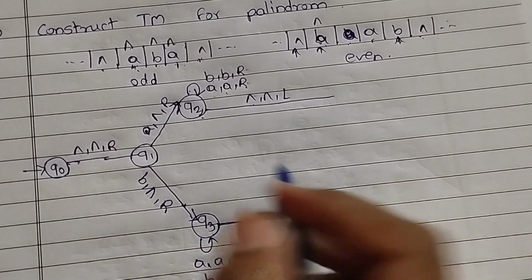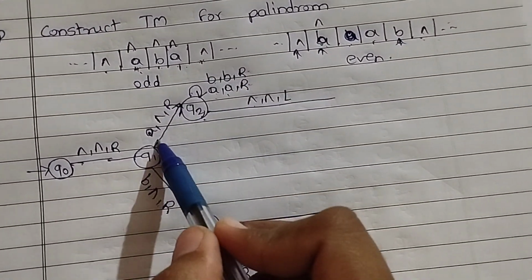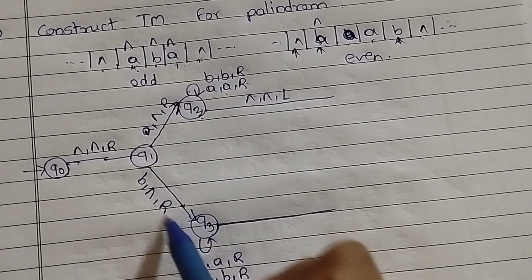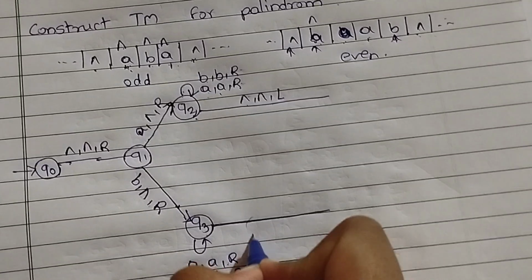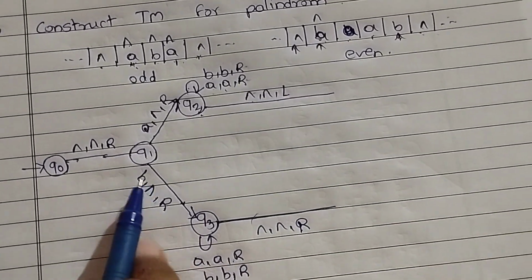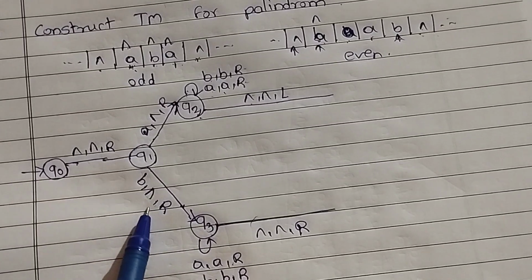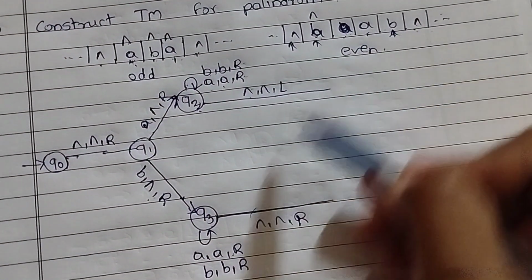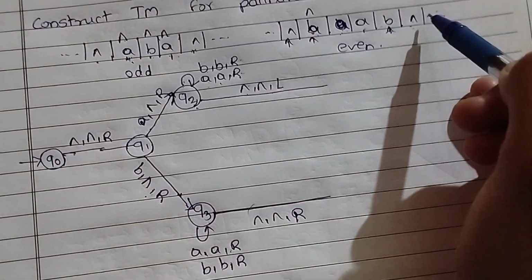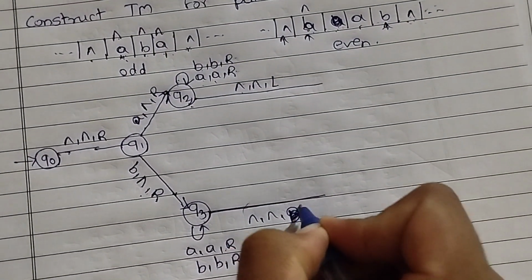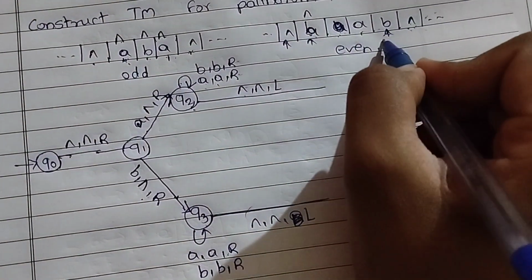The main difference is that if you start with A, then you travel this cycle, and if you start with B, then you travel this cycle. Now here null and R. Same: first you read B, convert it into null and move to the right. Then all the symbols you just read and move to the right. Then you read null, then start to travel to the left side, not right, left side.